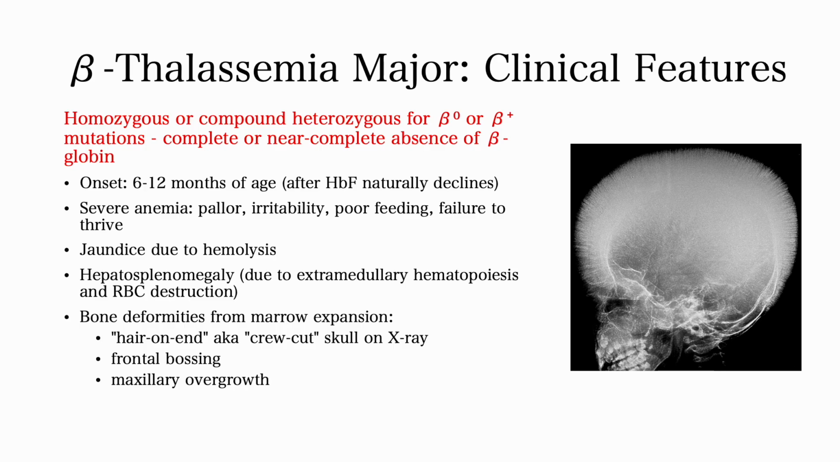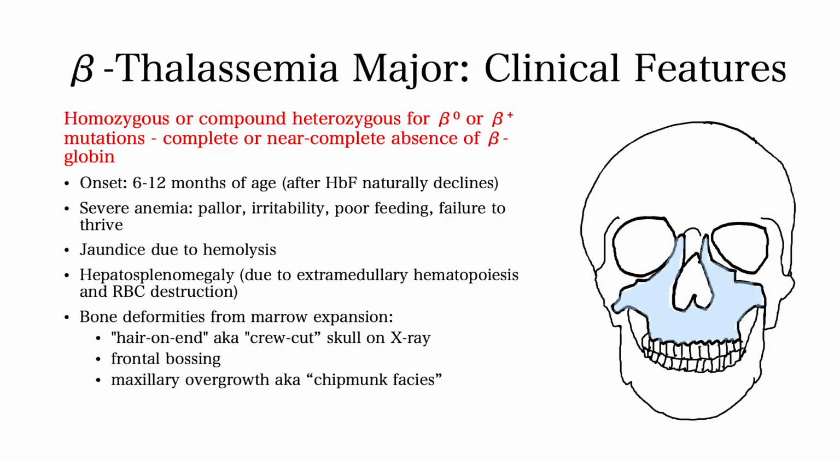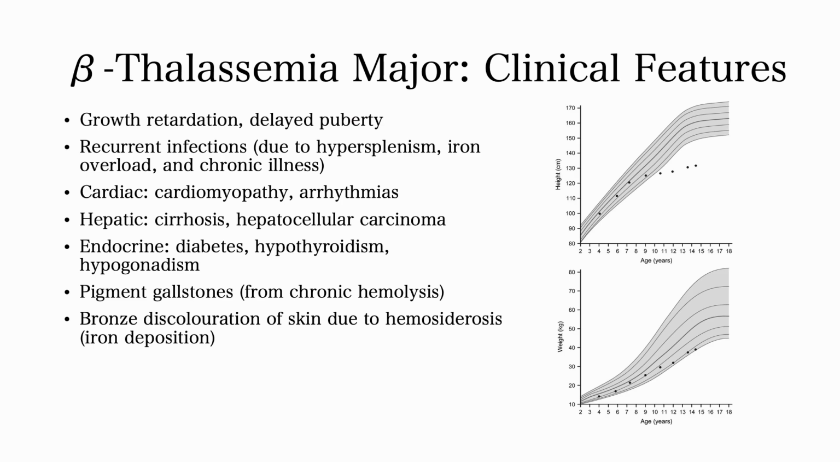Commonly, something that's seen is called hair on end skull appearance on X-rays. This is sometimes also called crew cut skull. You can also see frontal bossing, which means that the forehead area is a little bit more expanded, and maxillary overgrowth as well. Other clinical features include growth retardation and delayed puberty.